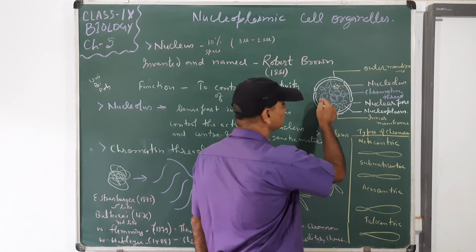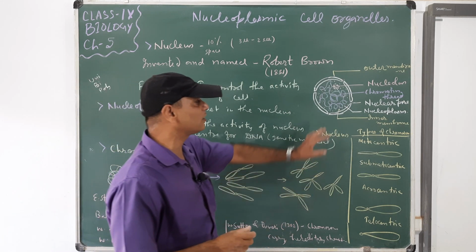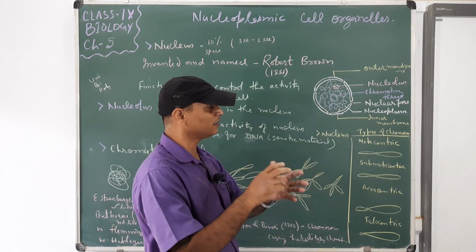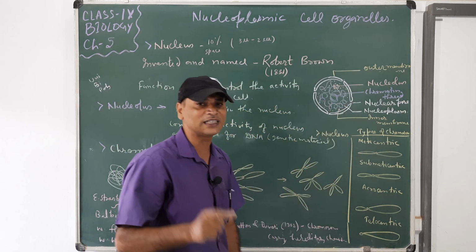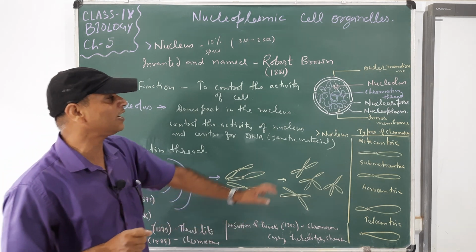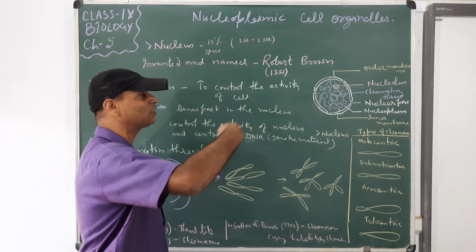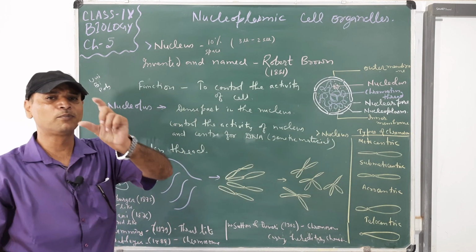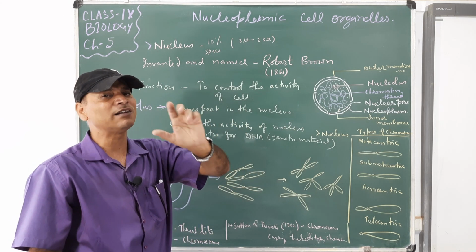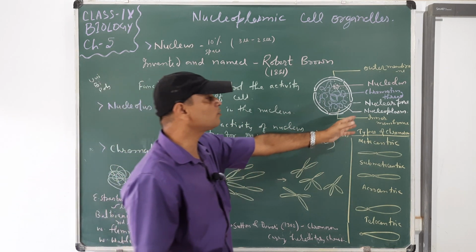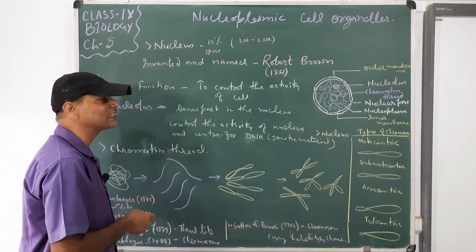Chromatin thread, this intermingled thread, is present inside the nucleoplasm, and it is of different types. When it is in resting condition, meaning the cell is in interphase, it is in an intermixed chromatin thread like structure. When it proceeds to the next phase, it is broken into small thread like structures. After that they thicken and make the chromosome. So chromosomes are formed with the help of chromatin thread. These are the three things present inside the nucleus.